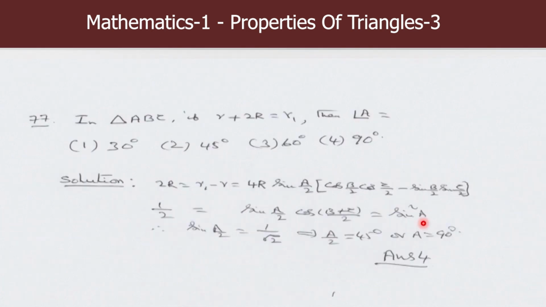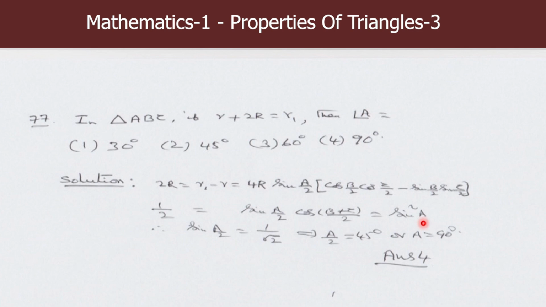In triangle ABC, if small r plus 2 capital R is equal to R1, then angle A is equal to: 30 degrees, 45 degrees, 60 degrees, 90 degrees. Now 2 capital R is equal to R1 minus r, and you write the formula for R1: 4R sin A by 2 cos B by 2 cos C by 2. And for r: 4R sin A by 2 sin B by 2 sin C by 2. So that is equal to 4R sin A by 2 into (cos B by 2 cos C by 2 minus sin B by 2 sin C by 2).